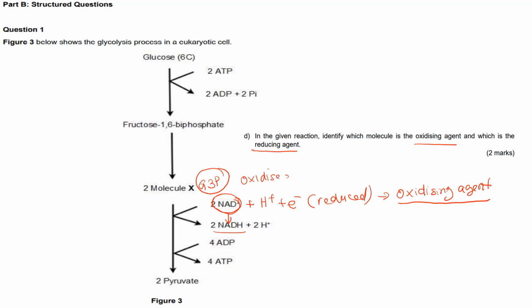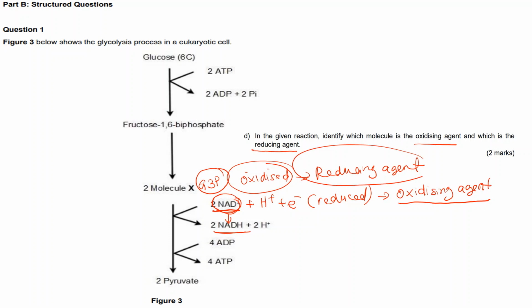Okay, oxidized. So because G3P is oxidized, it means that G3P is a reducing agent. G3P is oxidized because it loses its electrons to NAD plus molecule, so that NAD plus becomes NADH. So G3P is a reducing agent, NAD plus is the oxidizing agent.